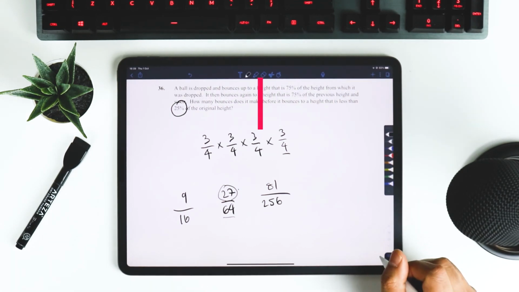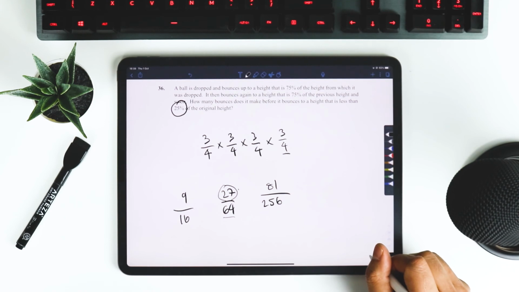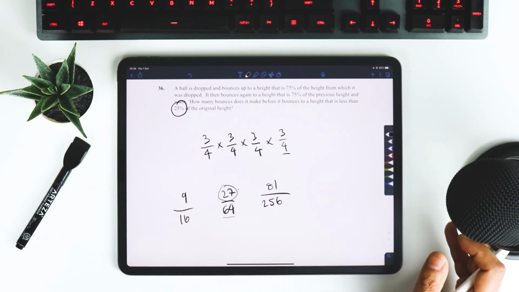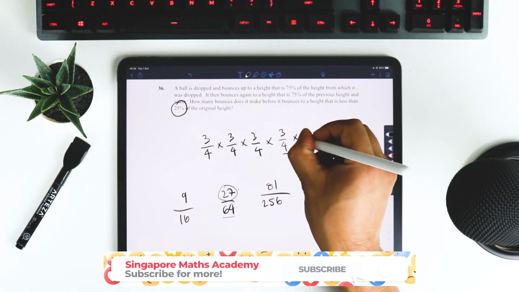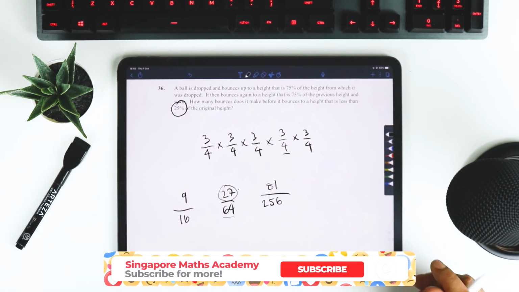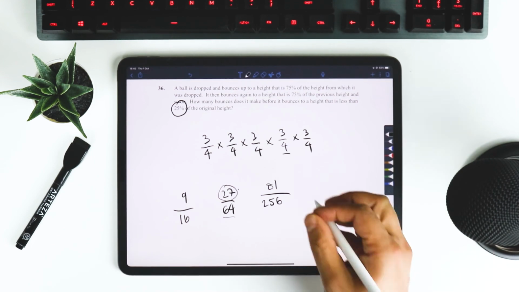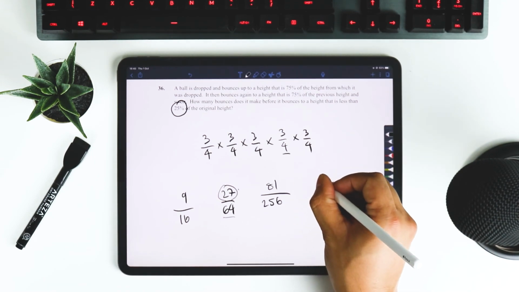So 81 and 256. Is 81 a quarter of 256? 80, 160, 240. No, it's around about a third, which is about 33%. So it's still too high. So we're going to have to go for a fifth bounce. When we multiply 81 over 256 by 3/4, then we're going to get a final one, hopefully.